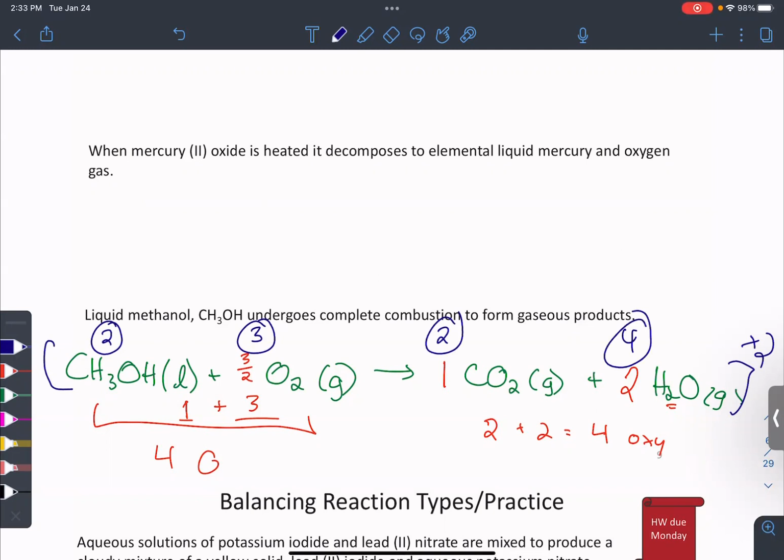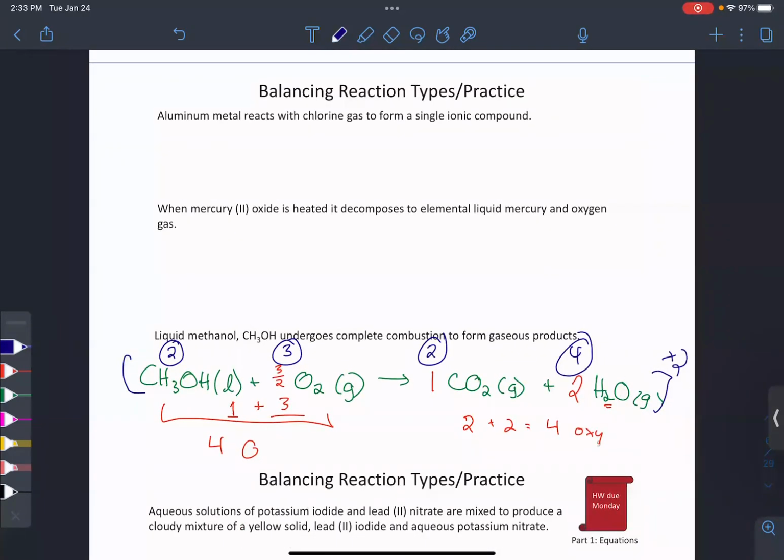All right. And so on an exam, how I would ask it, I would say, what is the sum of the coefficients? Because there's lots of places for you to go wrong here. All right, so the sum would be 11. 11, yeah. Okay. All right, so there's their combustion reaction. All right, so let's do a couple more of these. Each one of our 5 reaction types are represented here.